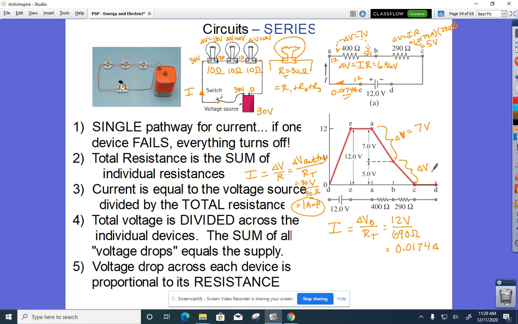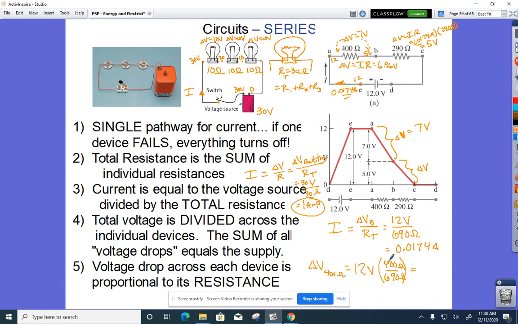Now, there is another way for me to do that, and I'm just going to show you another way to do it using a little bit of proportional reasoning. I can say that delta V across that first resistor, so delta V across the 400 ohms, would be in proportion to that resistance based on this here. So I could say that it's going to be equal to the 12 volts that the battery is supplying, and then multiply that by how big of a proportion that resistance is to the whole. So that'd be 400 ohms divided by the total, which is 690 ohms. So that 400 ohms is that percentage, if you will, of the total.